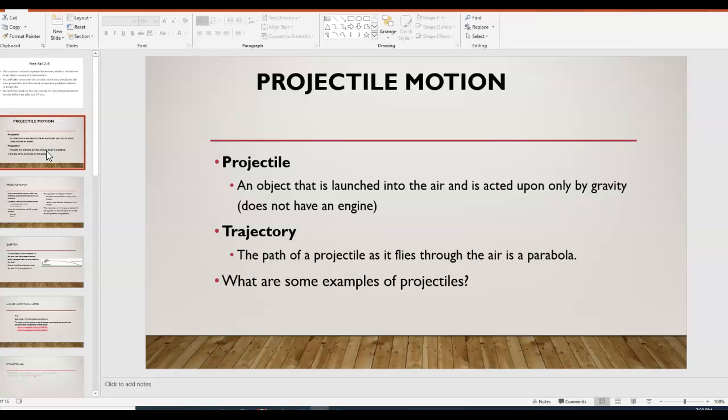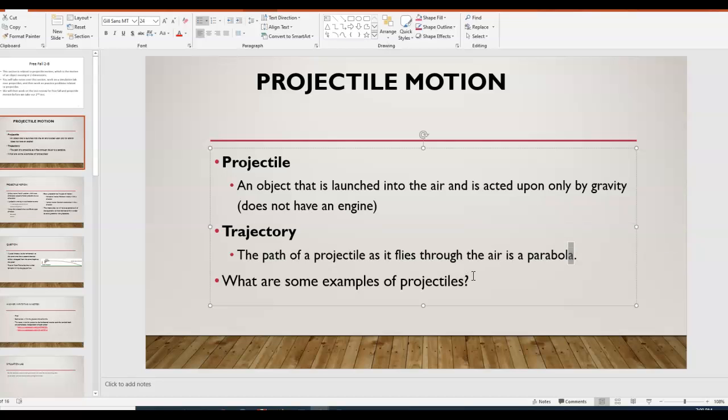A projectile is only under the effects of gravity. When you have a projectile, for example, when you throw a baseball, or when you shoot a basket in basketball, the trajectory is what you call the path that the projectile takes as it flies through the air. And as you'll see in your simulation lab, the path of a projectile as it flies through the air is a parabola. It's what we call a parabolic path. Okay, so that is the trajectory of an object in projectile motion.